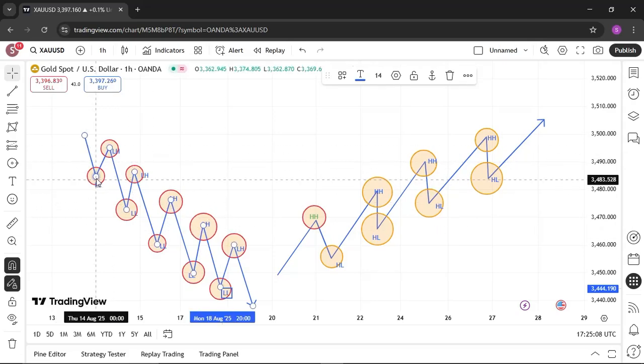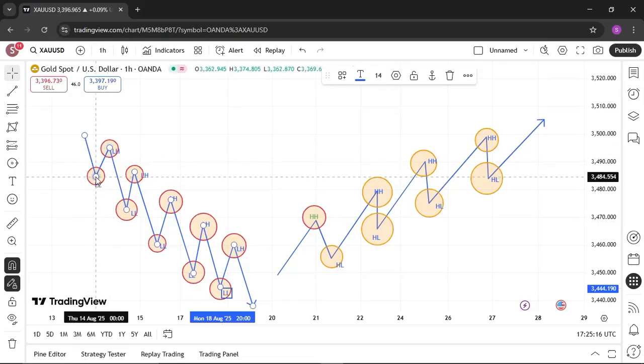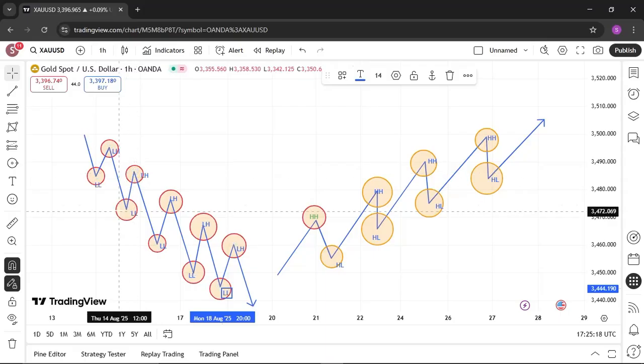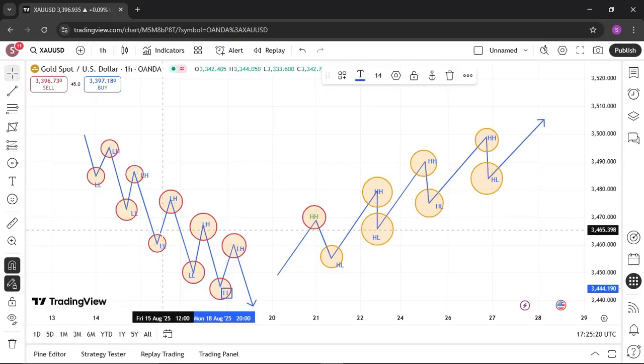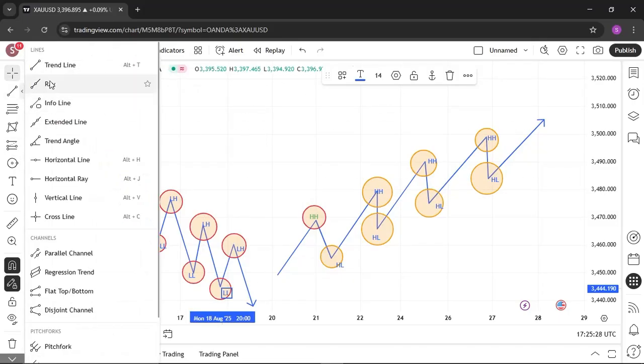If the market is moving in a downtrend, it's creating lower low and lower high. This point is the lower high and this point is the lower low. This point lower high, this point lower low, this point lower high, this point lower low. So now there's another thing that the markets always create, which we call the break of structure.